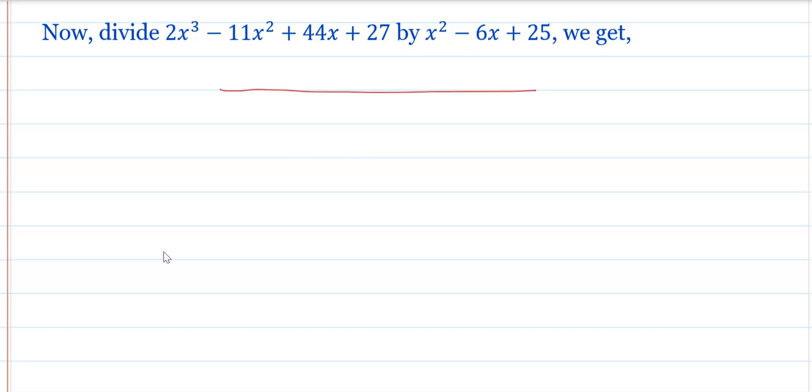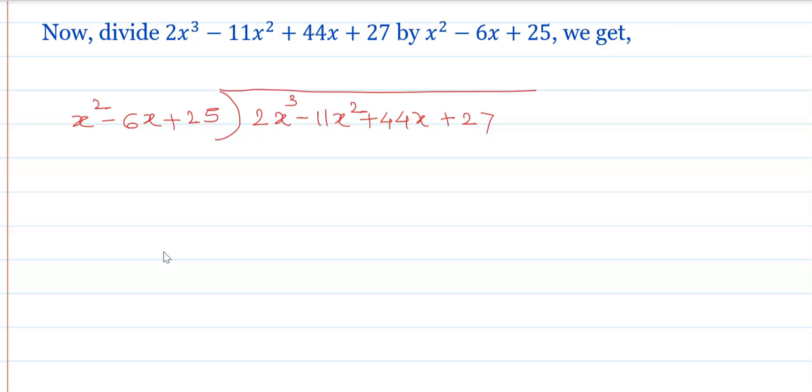Okay, 2x cube minus 11x square plus 44x plus 27 is divided by x square minus 6x plus 25. Now consider the first term 2x cube. Then to get the 2x cube, we have to multiply this x square by 2x.